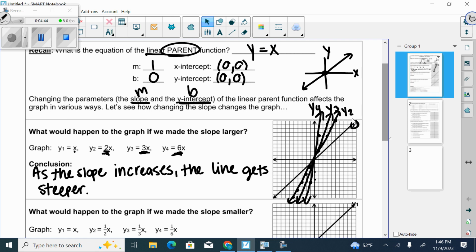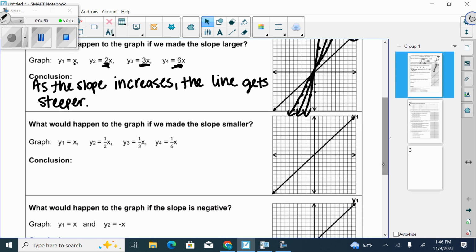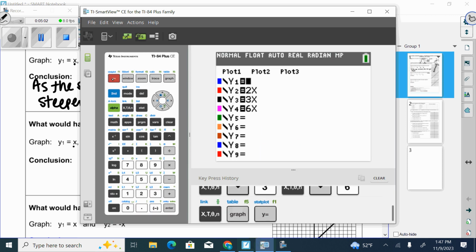All right, so let's look at this next one. It says, what would happen to the graph if we make the slope smaller? So this time we start with that same parent function, but my slopes get continually smaller. So I'm going to go put these in my graphing calculator. So I still have y equals x in y1. In y2, we're supposed to have 1/2 x.